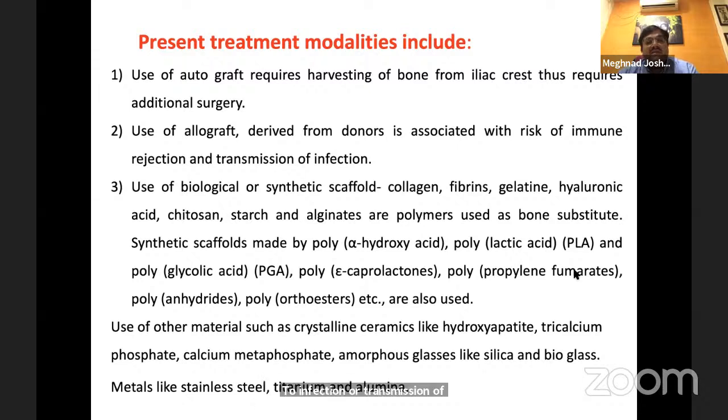Of course, there are biological scaffolds made up of collagen, fibrin, gelatin, hyaluronic acid, chitosan, or alginates, which can be used as a bone substitute. And there are also synthetic scaffolds. Even though you have a variety of synthetic scaffolds, you still have limitations, because whenever it comes to synthetic scaffolds, biocompatibility is the issue, and the other thing is the immunological response against the synthetic tissue.